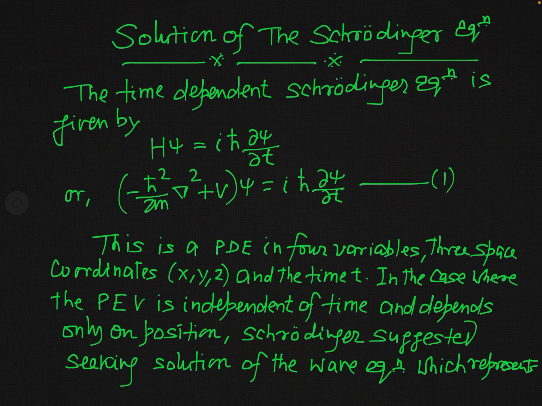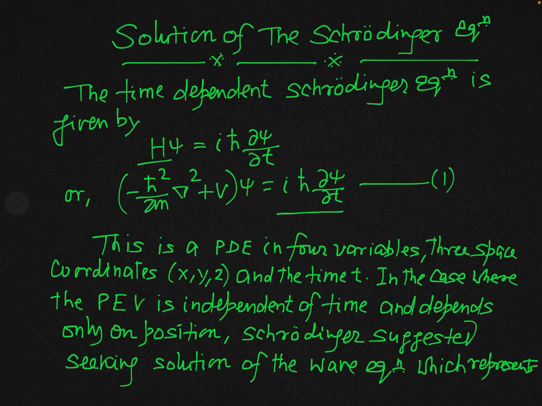This is H psi equal to i h bar del psi by del t, and H here is the Hamiltonian of the system, and in 3D you know this Hamiltonian operator is defined in this way. This is minus h bar square over 2m del square plus V. So the Schrodinger time dependent equation you may write in this way: minus h bar square over 2m del square plus V psi equal to i h bar del psi by del t.